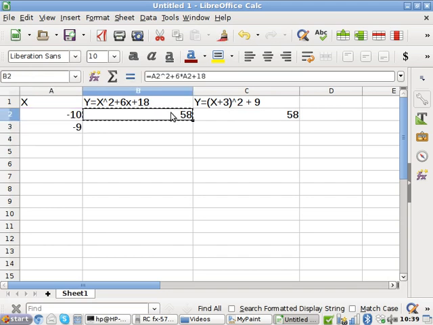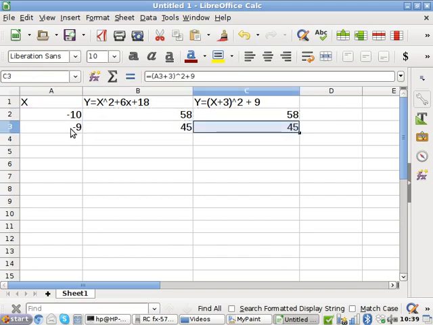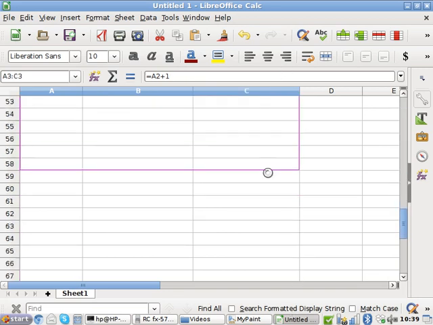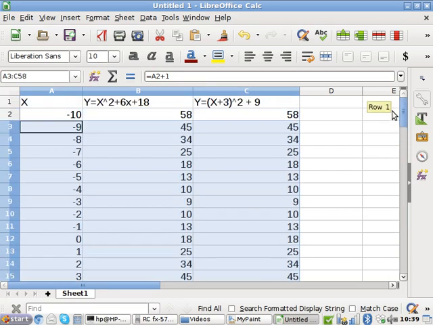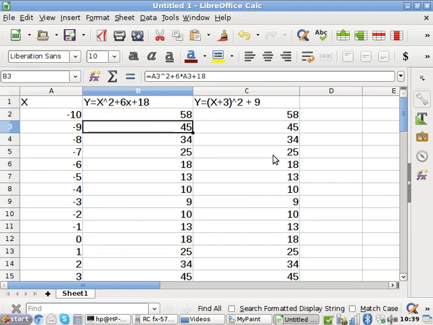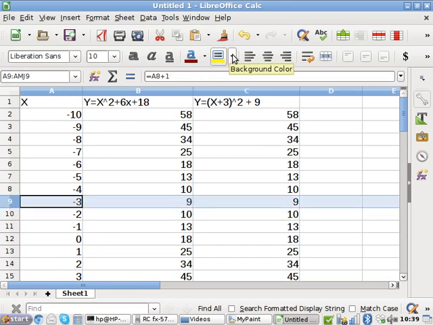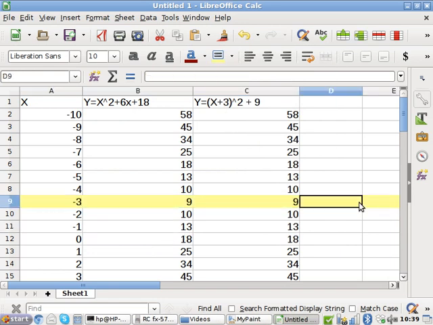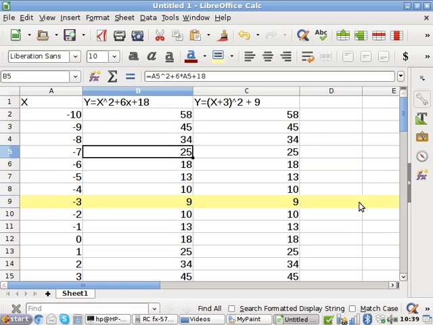And let me just copy these down. Okay, so let's just look at how the values change here. We'll go that many. Okay, so you see here, as the x gets bigger, this gets smaller, but then it gets bigger again. So something interesting is happening here, because the values are getting smaller, and then they're getting bigger again. So you notice that the smallest value is 9, and then it gets bigger again.